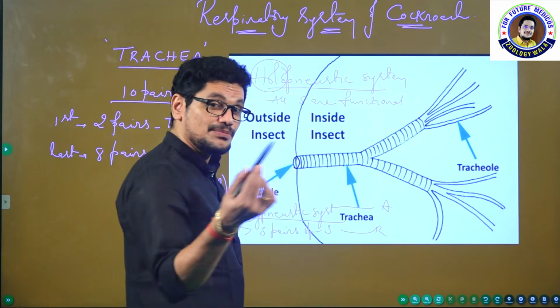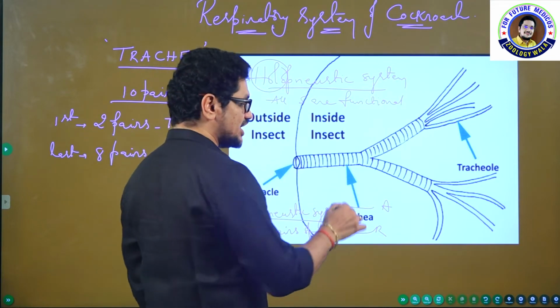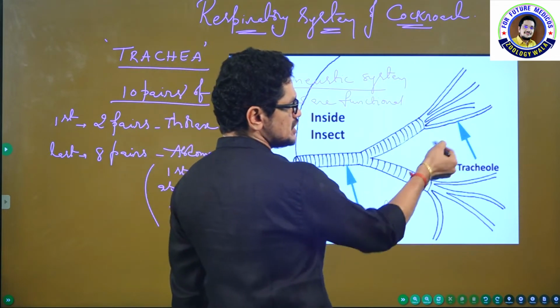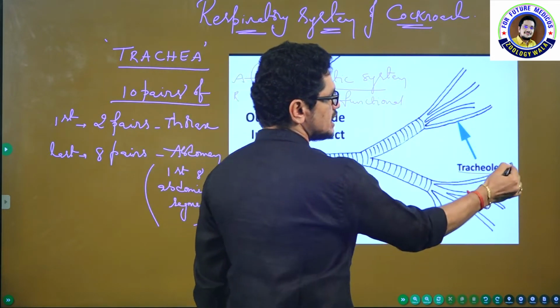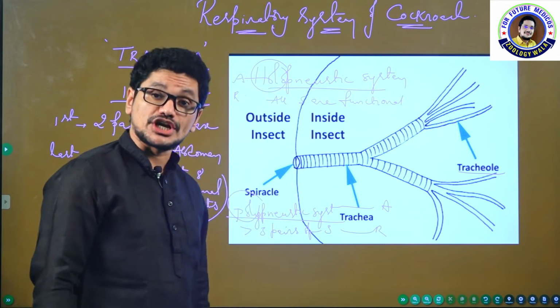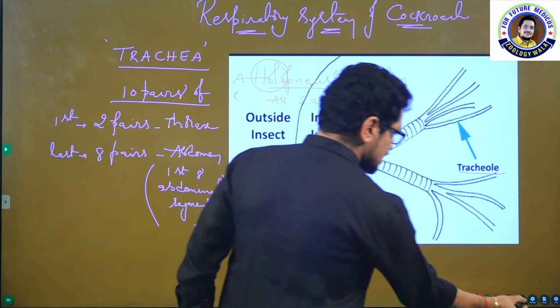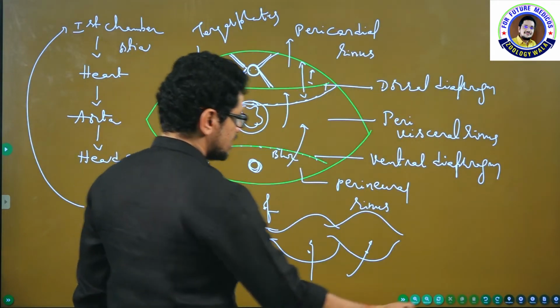The spiracle opens into the trachea. I will tell what that atrium is. The trachea divides into a number of structures called tracheoles. Have you seen this? So these are tracheoles. T-R-A-C-H-E-O-L-E, tracheole. I will explain by taking another slide. Please wait.